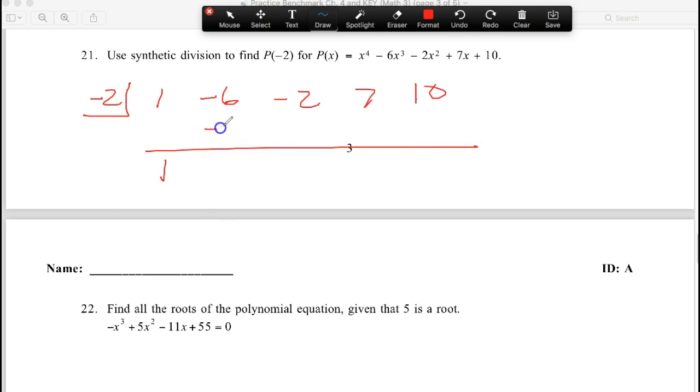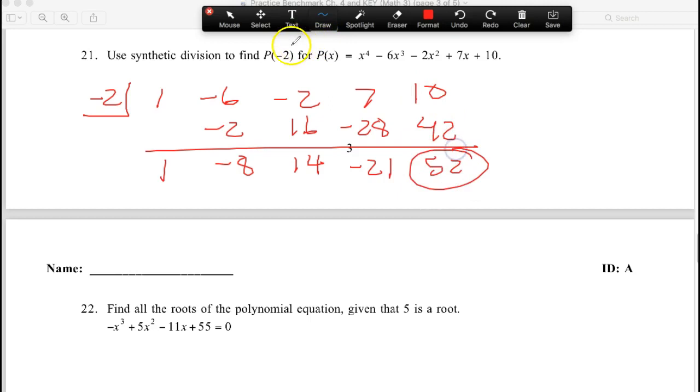1 times negative 2 is negative 2. Add down, negative 8. Negative 8 times negative 2 is positive 16. Add down, you get 14. 14 times negative 2 is negative 28. Add down, negative 21. Negative 21 times negative 2 is going to be positive 42. Add down, you're going to get 52. So this is not a divisor into this, so x plus 2 would not be a divisor into this. But when I want to find p of negative 2, I plug this into each term. I'm going to get out 52. And that's your solution.